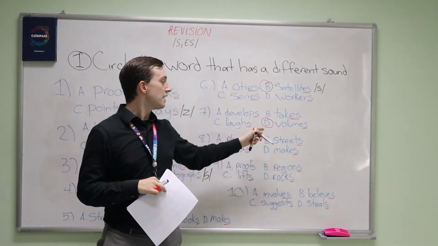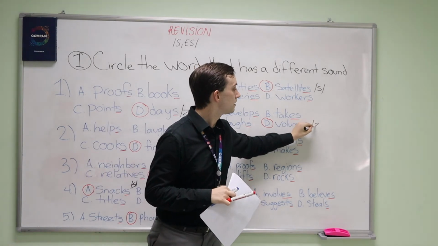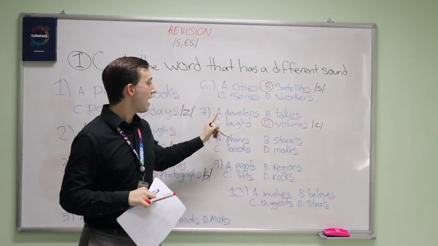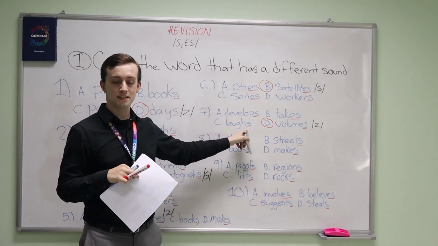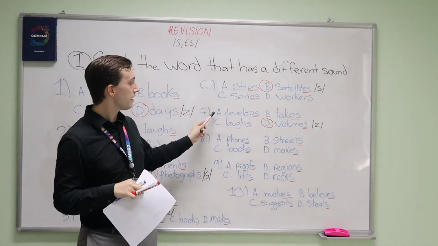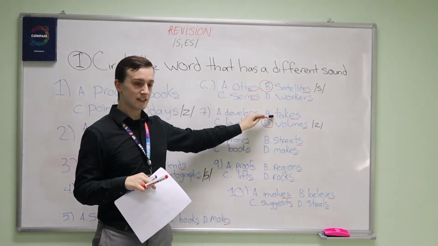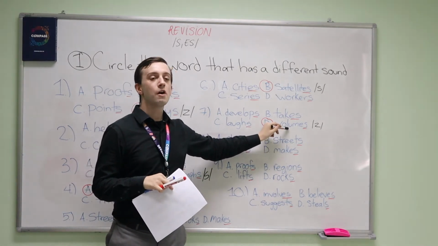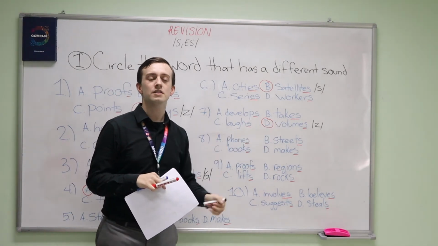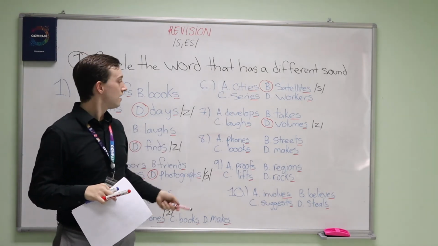In this word, ES makes the sound Z. But in B, A, and C, S and ES make the sound S. So here, develops, takes, laughs, and volumes. The pronunciation is different in D.